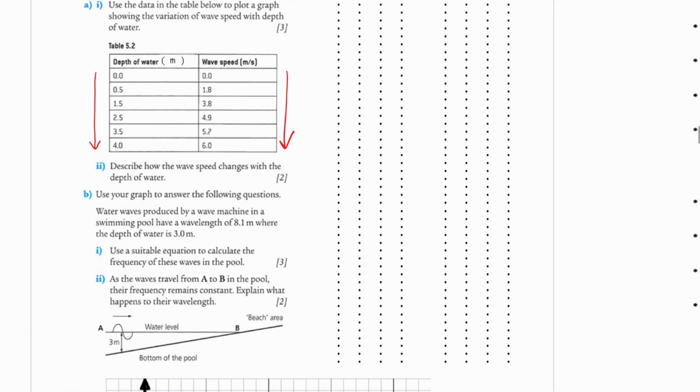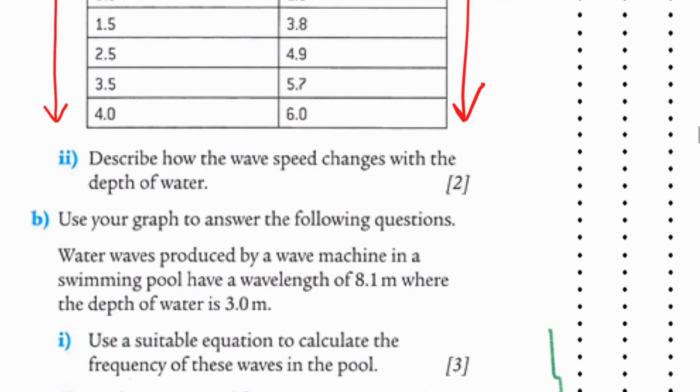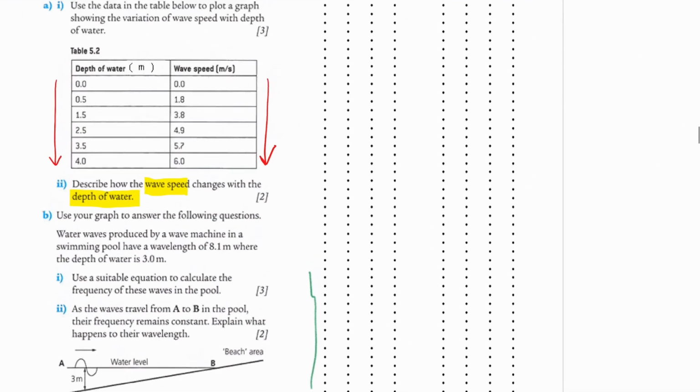2, describe how the wave speed changes with the depth of the water. Obviously you'll be answering here, but I've copied over to the side so that you can read it properly. Describe how the wave speed changes with the depth of water. You're not going to give an explanation. How does one thing affect the other? How does wave speed, how is it affected by the depth of water? Well, you can see the deeper the water, the faster the wave.